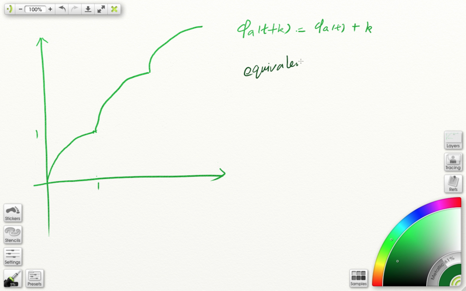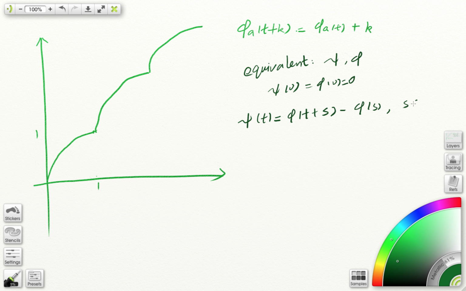And based on the definition of equivalent in the book, equivalent means that if we have two diffeomorphisms phi and psi, and they both satisfy the condition that psi of 0 equals phi of 0 equals 0, and also psi of t equals phi of t plus s minus phi of s, where s is some number. If this equation holds for some s, and s belongs to 0 to 1.